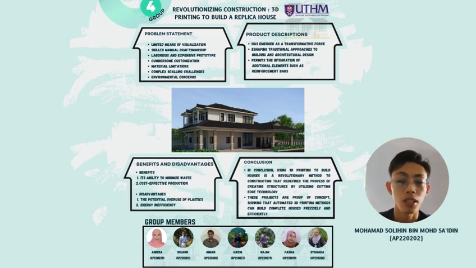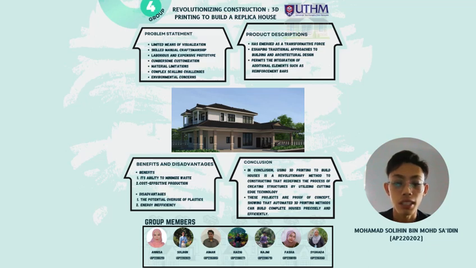Next is objective. The first objective is cost effectiveness. Cost effectiveness is one of the goals of building a replica house with 3D printing. The construction process can be more efficiently run by utilizing 3D printing technology. Second is time efficiency. Construction can proceed more quickly than with conventional techniques due to the continuous operation of the 3D printer.